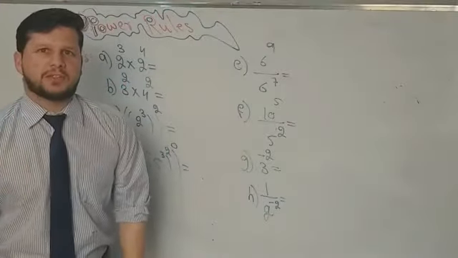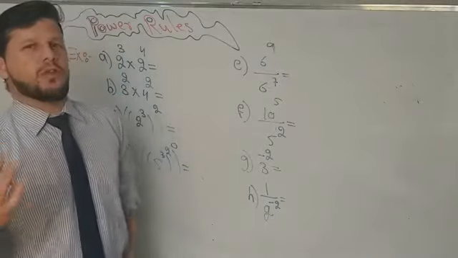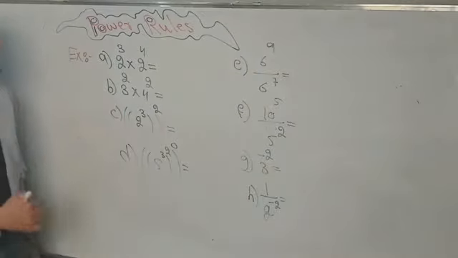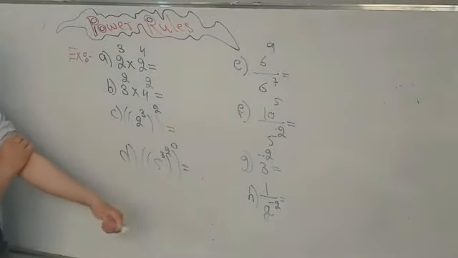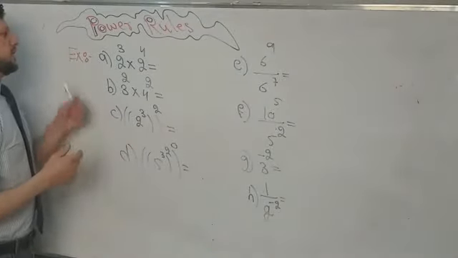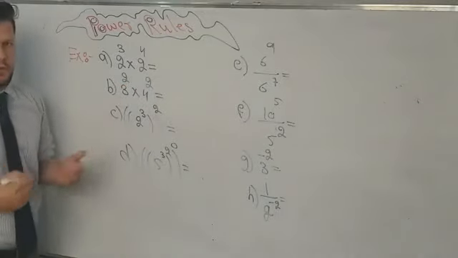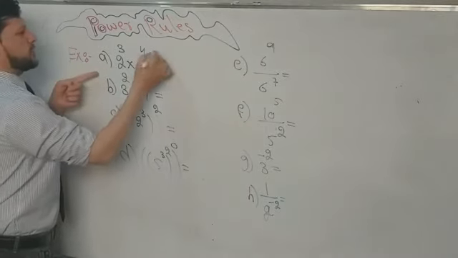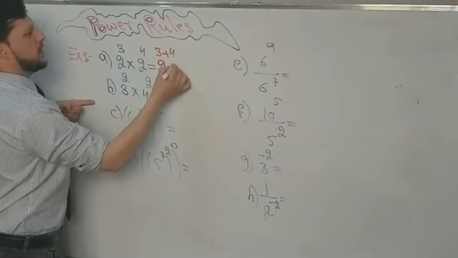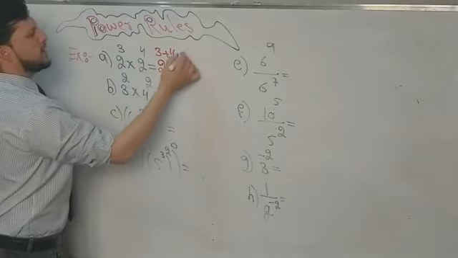Welcome back, my dears. According to the exponent rules, I'm going to solve some examples for you. The first example is the first rule of exponents, or power rule. If you have equal bases, you write one base and add the exponents. 2 to the power of 3 plus 4 is equal to 2 to the power of 7.